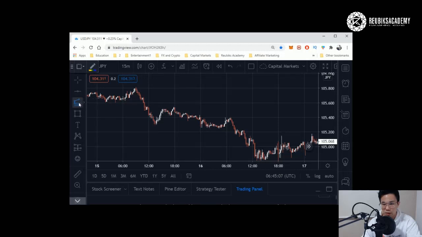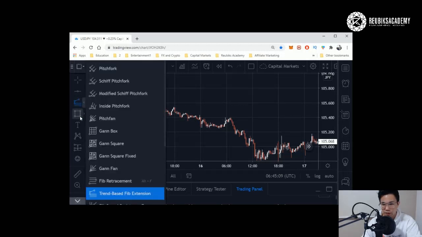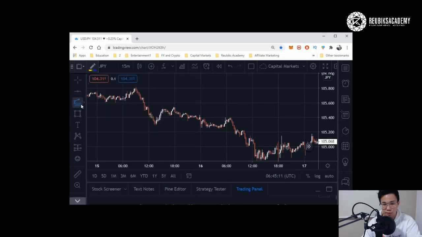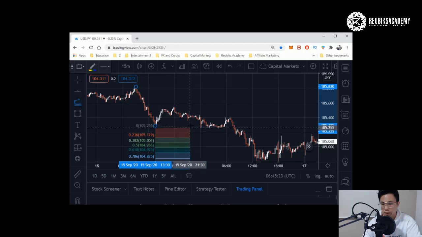So you click on the icon. I've clicked on it already. Click on it again. If it's blue, it means that you've clicked on it. What you do is you drag from the left to the right, this entire downtrend here. Click, drag. Then you click again at the bottom. Then you fit it to the low of that lowest candlestick in the entire downtrend.